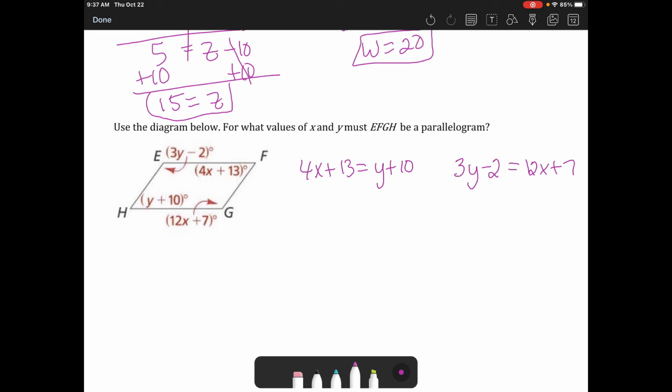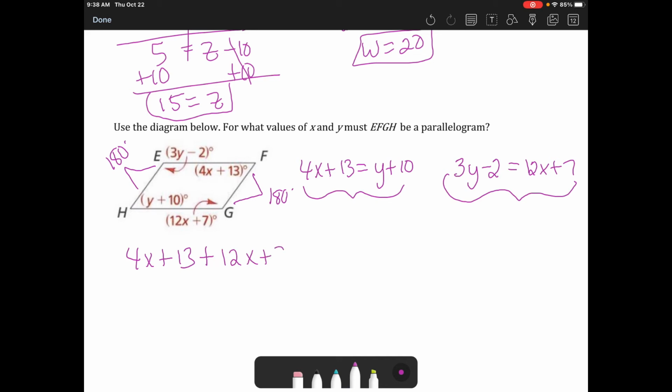You can also recall that consecutive angles in a parallelogram are supplementary because they are same side interior angles. So this sum here is 180 and this sum here is also 180. Since these variables require doing systems of equations, I prefer to just use same side interior. So I'm going to say 4x plus 13 plus 12x plus 7 is equal to 180. And then y plus 10 plus 3y minus 2 is equal to 180.